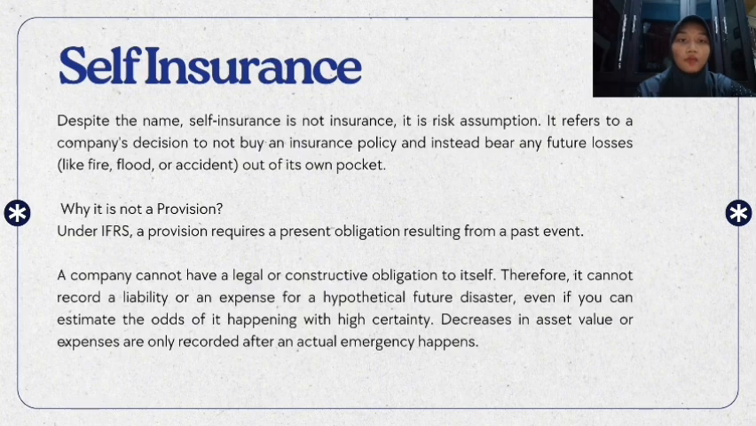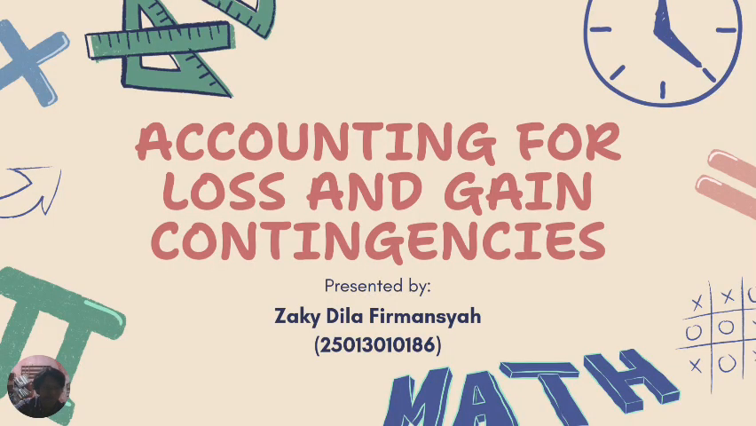because under IFRS, a provision requires a present obligation resulting from a past event. A company cannot have a legal or constructive obligation to itself, therefore it cannot record a liability or an expense for a hypothetical future disaster, even if you can estimate the odds of it happening with high certainty. Decreases in asset value or expenses are only recorded after an actual emergency happens.